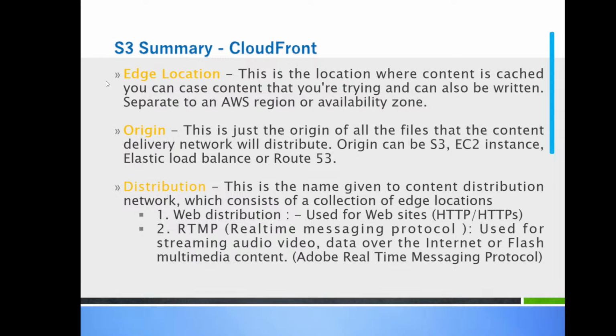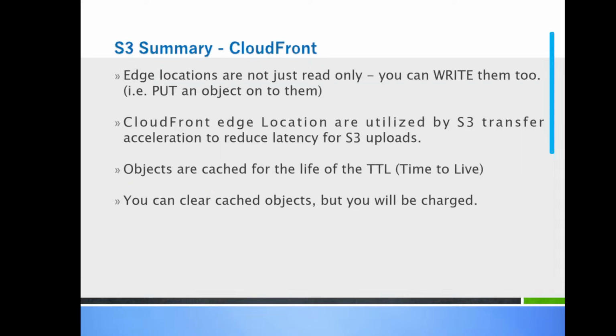Then we talk about CloudFront. Edge location, origin, distribution. An edge location is basically a physical location where your data is cached. CloudFront is used for creating the cache in different edge locations. Origin is from where your data will be distributed to the edge locations, and distribution is a collection of edge locations. Edge locations are used to improve the performance of your website or your S3 bucket. Edge locations are not just for reading; you can write the data as well.